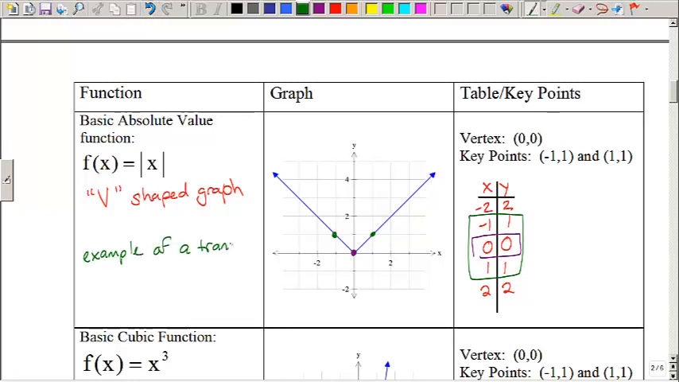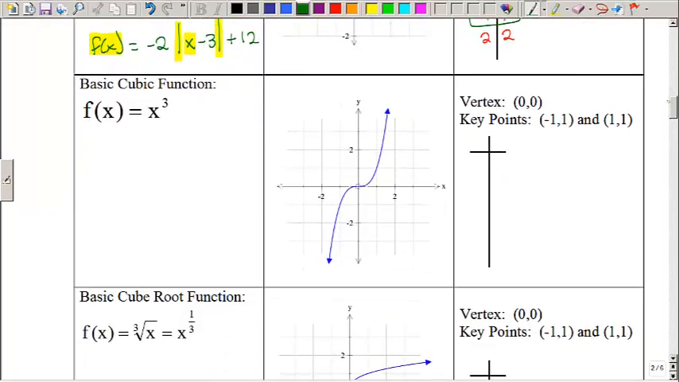An example of a transformed absolute value function would be f of x is equal to -2 times the absolute value of x minus 3 plus 12. I want you to be able to see that we have an f of x equals, you see the absolute value bars, and we're taking the absolute value of x. We do also have a minus 3 in here, a plus 12 on the outside, and a multiply by -2. Those are all transformations, but I want you to be able to look at this and see that its parent function is the absolute value graph.